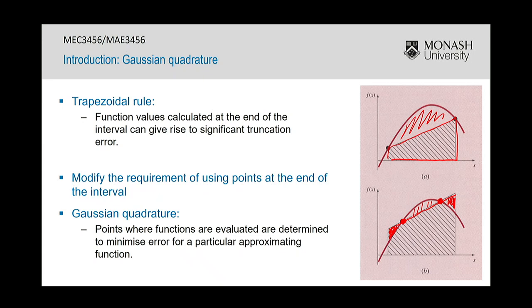I do need to add at this stage that you cannot use Gaussian quadrature for tabulated data unless the tabulated data has been chosen at exactly the right points that you need. And we'll have a look at how to figure out what those points are in just a minute.